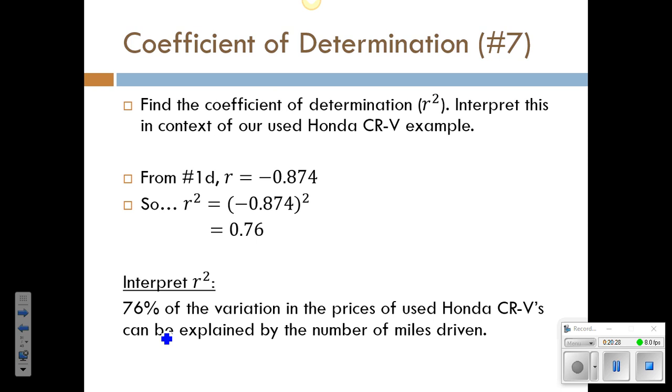So verbatim, and I'm not even looking at the screen, you guys see I'm not even looking at the screen. It's 76% of the variation in the prices of the CRVs can be explained by or accounted for by the number of miles driven. That's roughly that, at least that. Fancy. It's like I know how to interpret r squared or something. It's like you've been doing this for years. That's my first one.